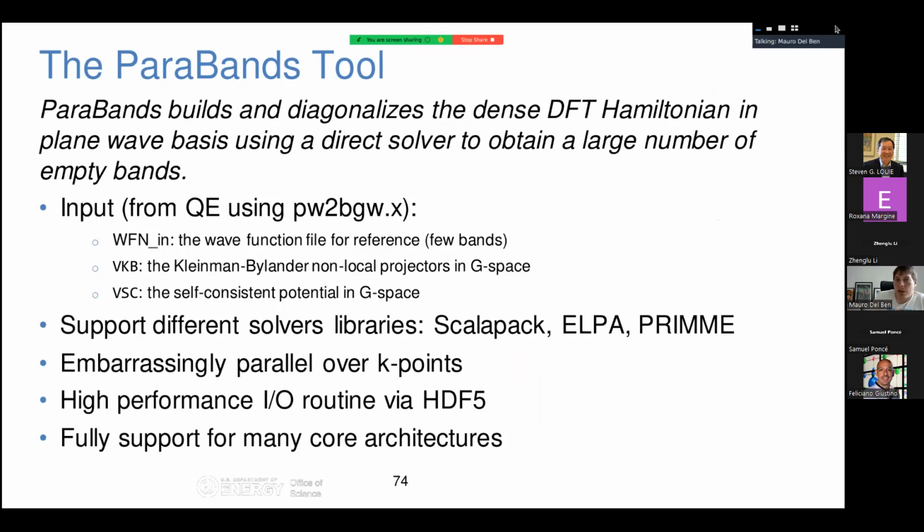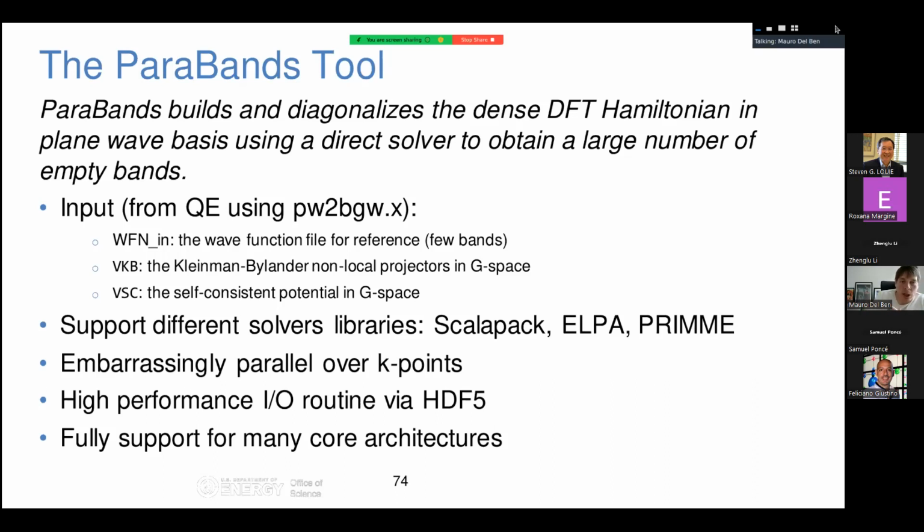Now, Felipe has been working a lot on this, and there are a few other very exciting developments, like pseudobands, which allows you to essentially contract the space of the virtual states, as well as the core states, so the deep occupied states, making the GW approximation almost of cubic scale. And again, this is a big Hamiltonian to be diagonalized.